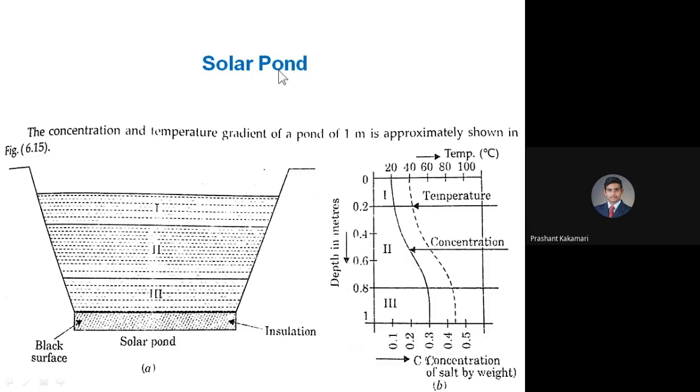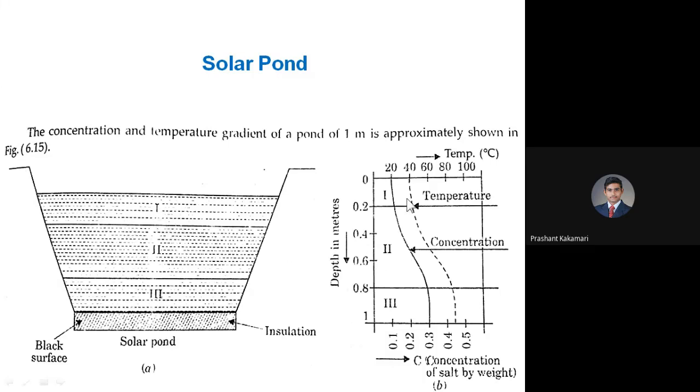So once the solar radiations fall on this solar pond, they will be absorbed in the first level, second level, and third level. And as the third level has a very high salt concentration, it will absorb maximum heat. Second level, medium concentration, it will absorb medium radiation, the intensity is medium. And the first level, the salt concentration is maintained very less, so the heat absorbed by this first level will be very less.